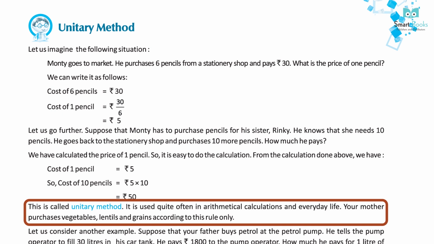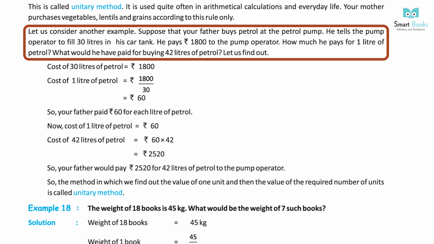It is used quite often in arithmetical calculations and everyday life. Your mother purchases vegetables, lentils and grains according to this rule only. Let us consider another example. Suppose that your father buys petrol at the petrol pump. He tells the pump operator to fill 30 liters in his car tank. He pays rupees 1800 to the pump operator. How much does he pay for 1 liter of petrol? What would he have paid for buying 42 liters of petrol?